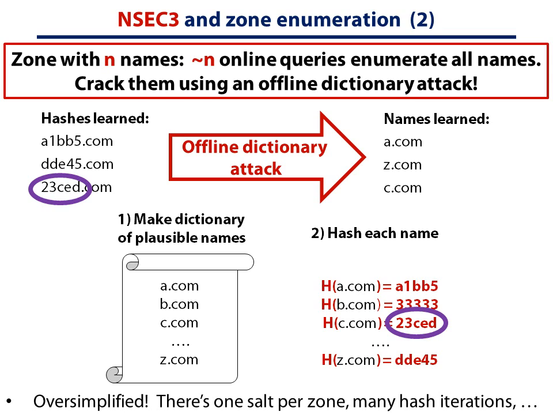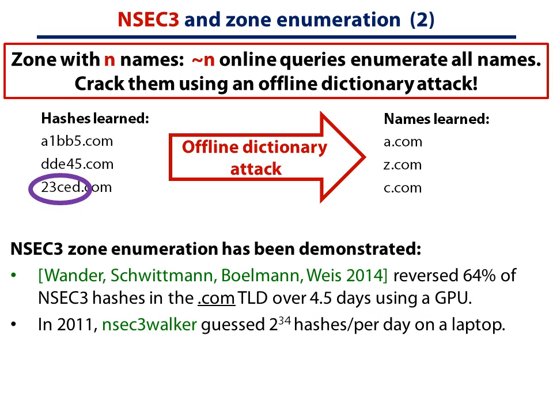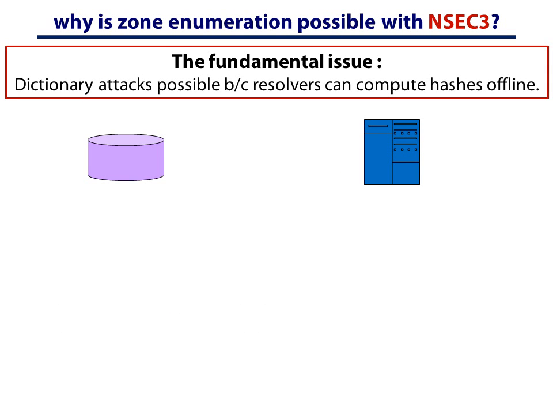And actually, I just want to note that I've oversimplified this. There's actually salt values that are included with the hash, and it's one salt for the entire zone. There's multiple hash iterations to slow down the adversary and so on. But all of this is not the focus of my talk. I just want to mention that zone enumeration has been demonstrated. In fact, in 2014, this group from Germany reversed 64% of the NSEC3 hashes in the .com TLD in just 4.5 days using a graphics processing unit. So these attacks have been demonstrated, and this is why we introduced NSEC5.